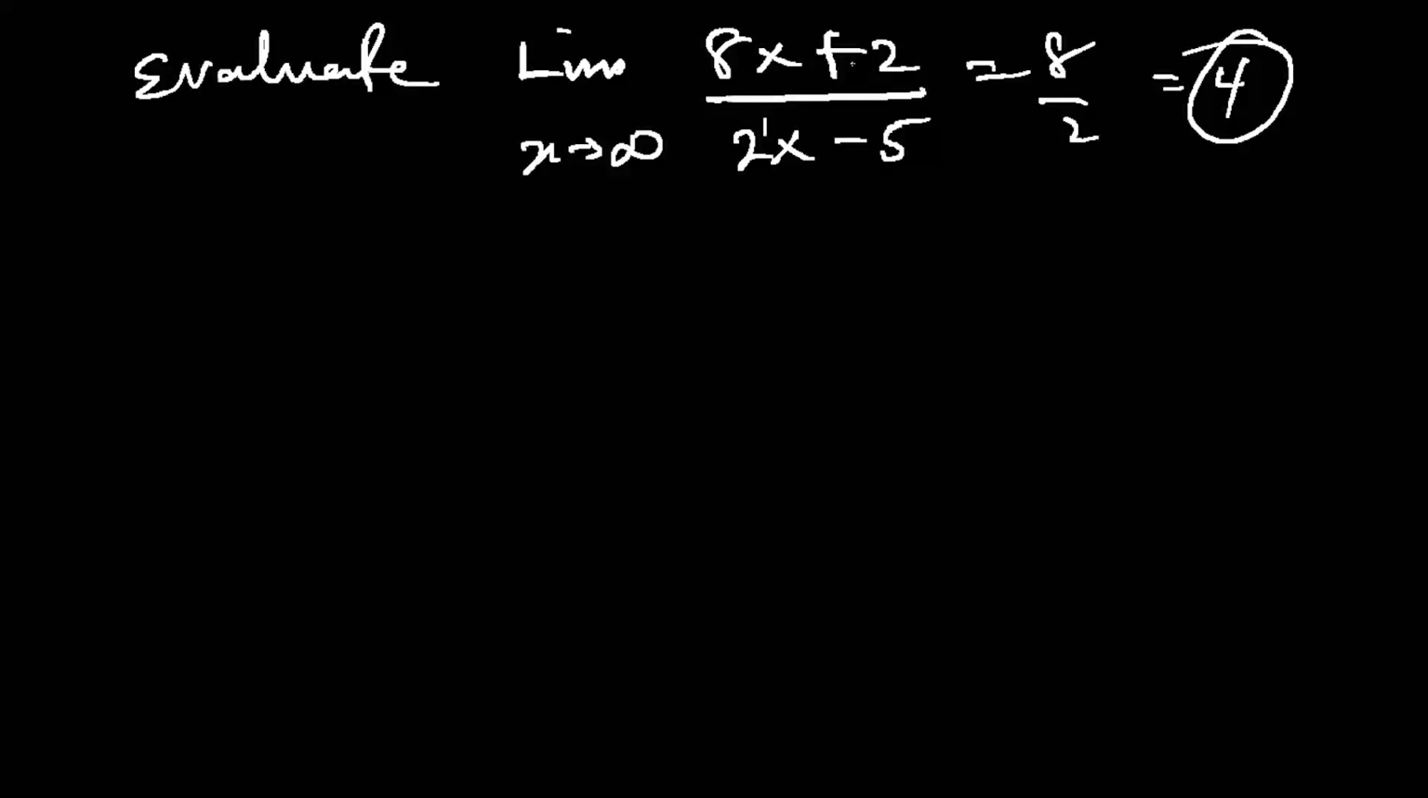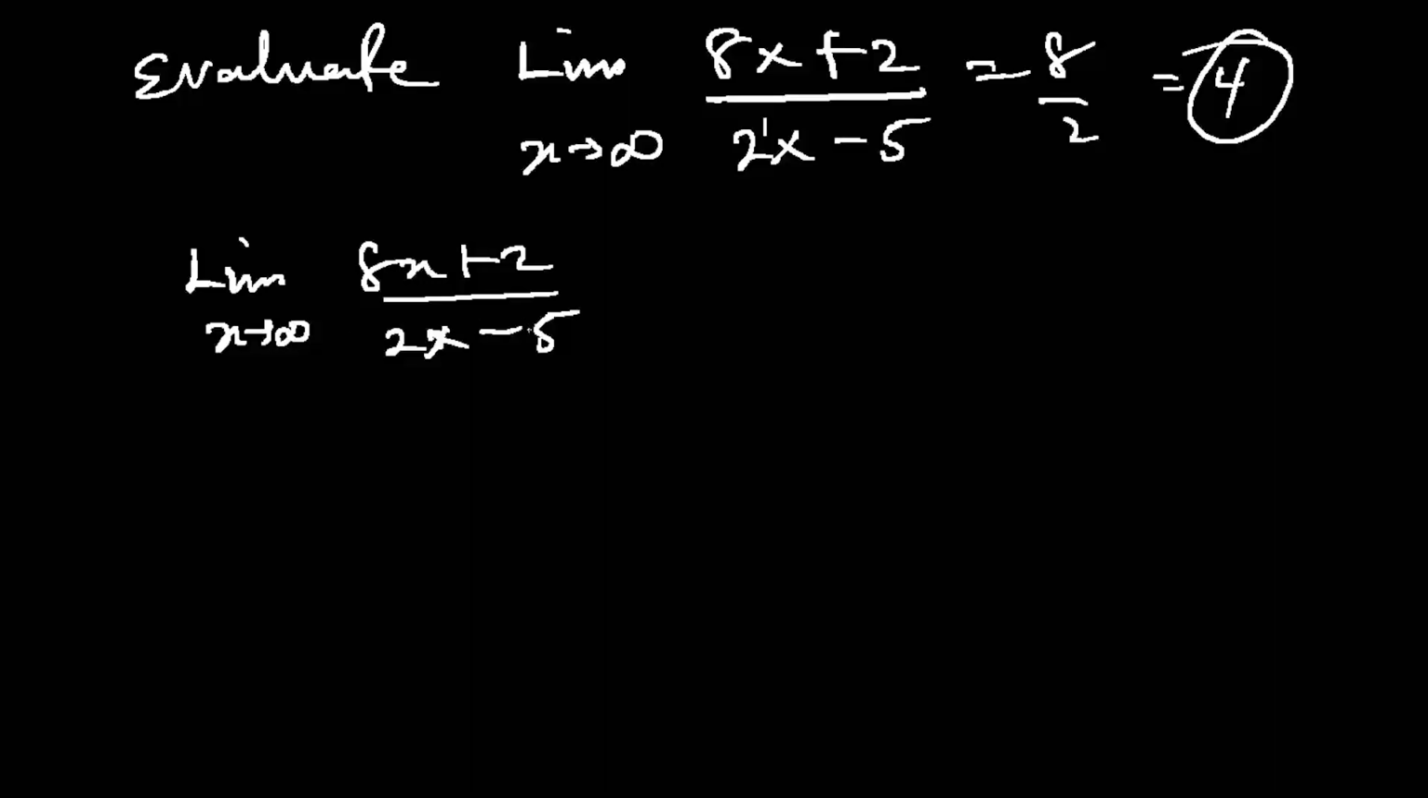However, that trick is for JAMB. Now, let me solve this normally. How do I solve this? For you to solve this, all you need to do is divide both numerator and denominator by the highest power of the unknown in the denominator. The highest power of the unknown in the denominator is x raised to power 1, right? So I'll just write this as the limit of 8x plus 2 divided by 2x minus 5 as x tends to infinity.